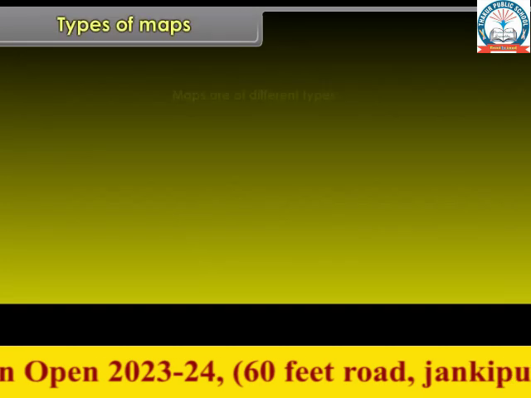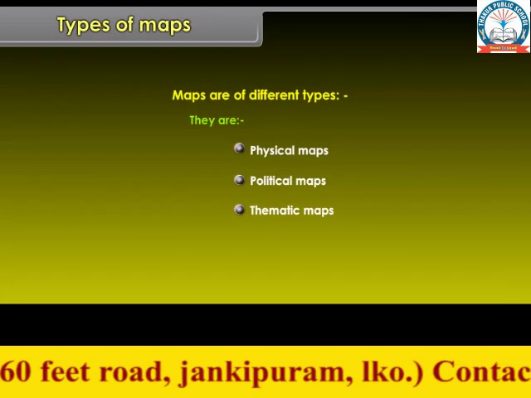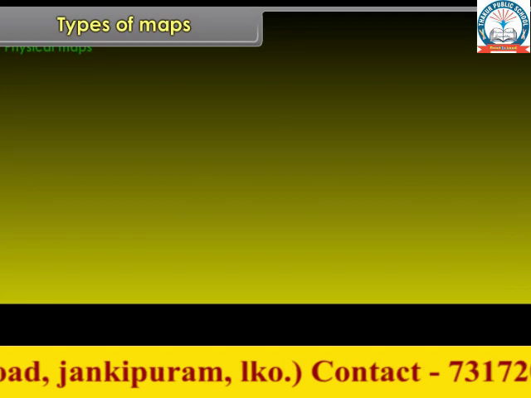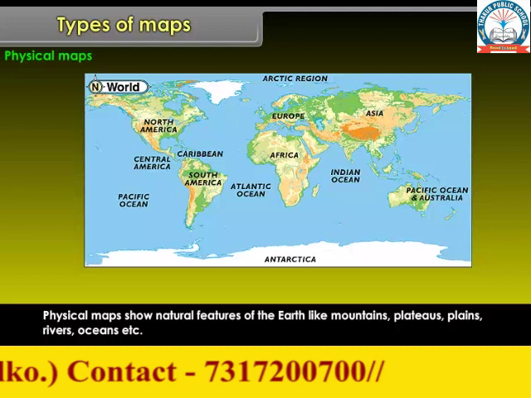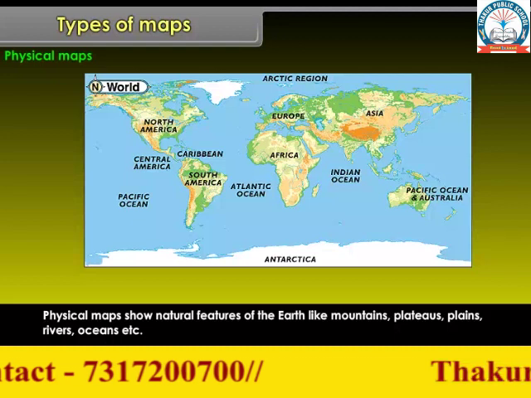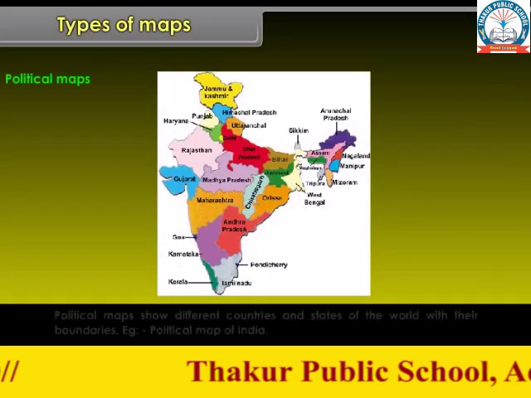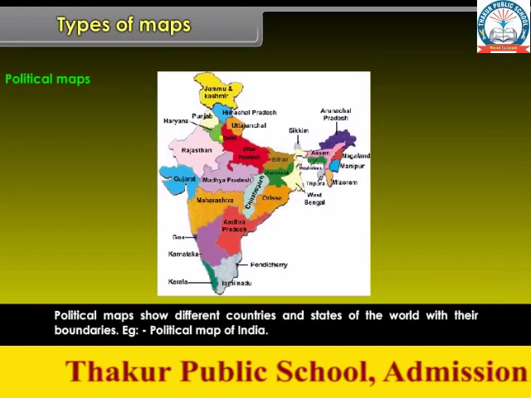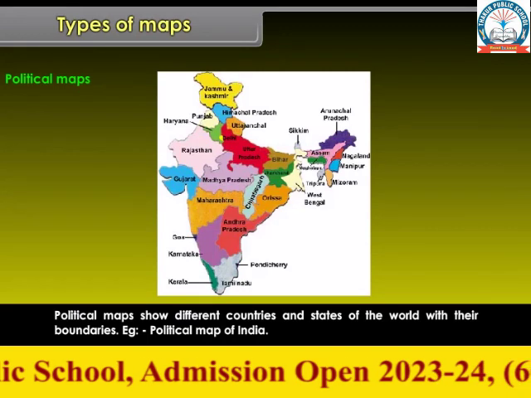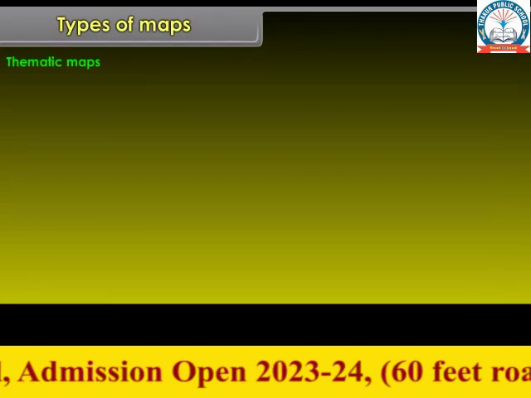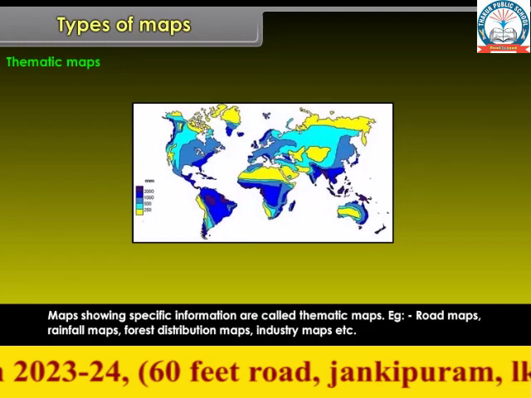Types of maps. Maps are of different types. They are physical maps, political maps, thematic maps. Physical maps. Physical maps show natural features of the earth like mountains, plateaux, plains, rivers, oceans, etc. Political maps. Political maps show different countries and states of the world with their boundaries. Example, political map of India. Thematic maps. Maps showing specific information are called thematic maps.